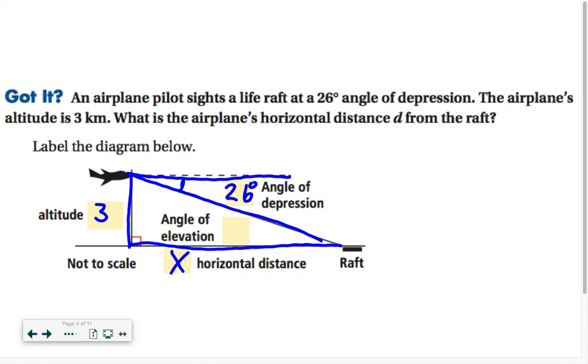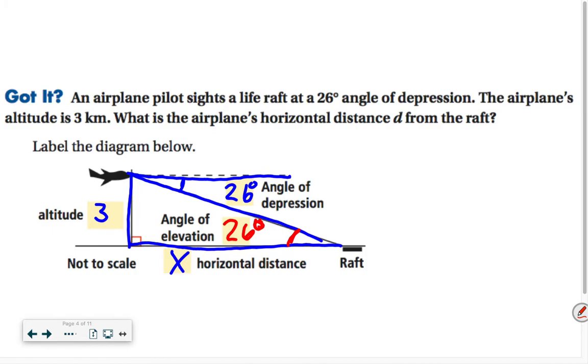Okay, what it means when it says that our angle of depression and elevation are the same is that if my plane is looking down at my raft, it's the same angle as my raft looking up at my plane. So this angle, they are the same. Does that make sense? Wait, explain that again, sorry. My plane looking down at my raft is the same angle as my raft looking up at my plane. So these two angles are the same.